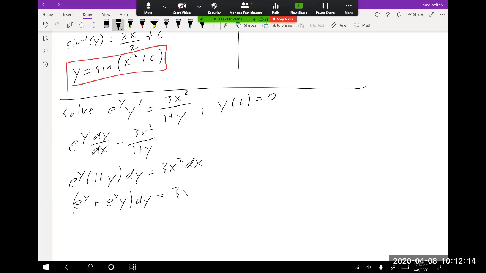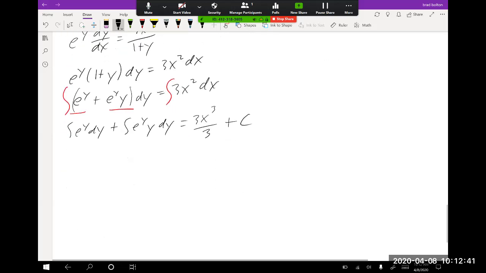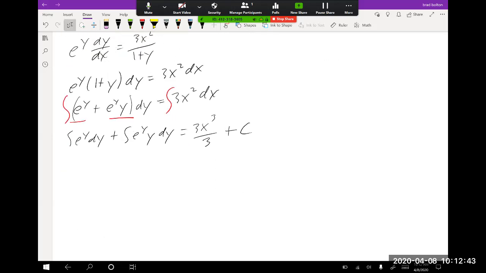equals 3x squared dx. So now I'm going to integrate both sides, but I'm actually going to split this integral as two separate integrals. So this will be the integral of e to the y dy plus the integral of y e to the y dy is equal to, I guess we can do this one in our head. This will be 3x cubed over 3 plus c. And let's clean up this left-hand side now.